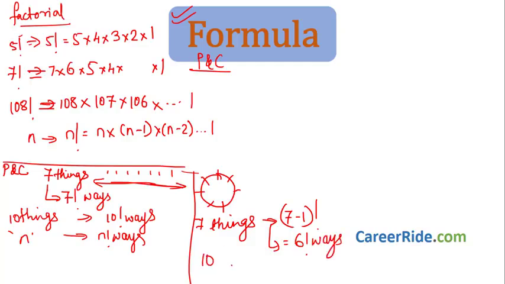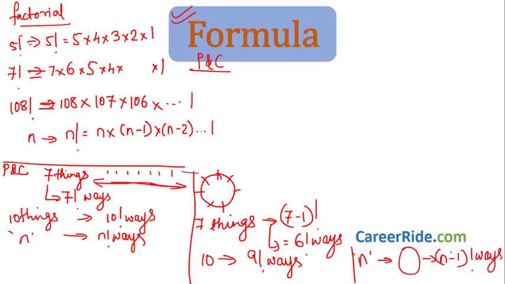If you have 10 things and you want to arrange these 10 things in a circle, you can arrange them in 10 minus 1, 9 factorial ways. So we can say if we have n things, we can arrange these n things in a circle in n minus 1 factorial ways. See how easy it was.